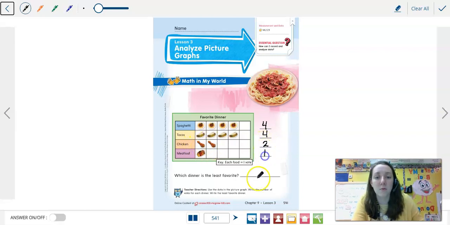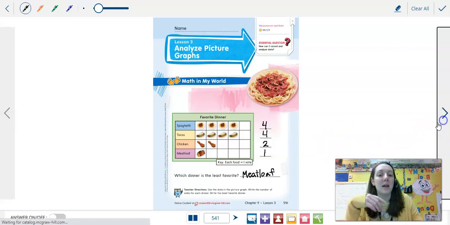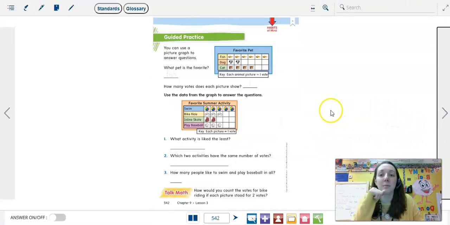4 taco boats. Chicken, 1, 2. And meatloaf, 1. Now, we can use it to answer this question: which dinner is the least favorite? Which one had the least amount of votes? Well, I look up here and I see this one only had 1. So meatloaf has the least amount of votes. All right, meatloaf, because it has the least amount. This is pretty simple, right? Again, like I said, the key is the most important part.